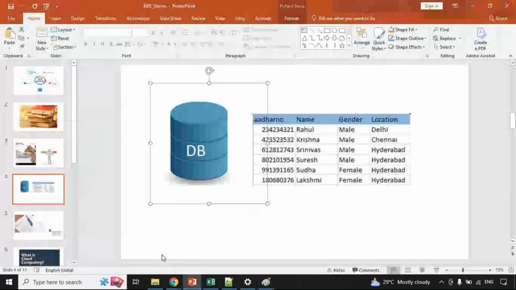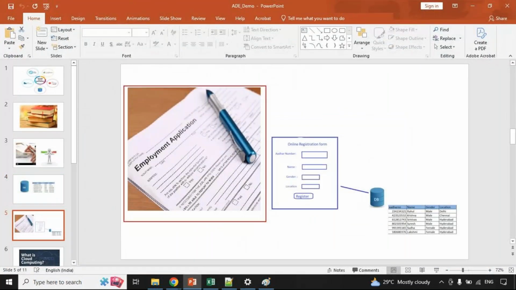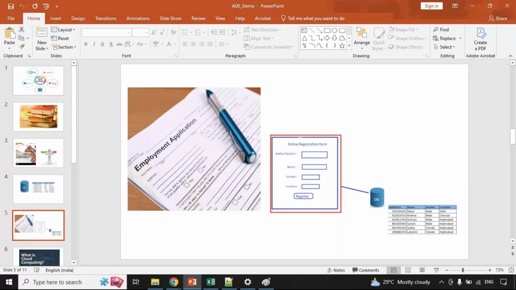Earlier, applications were manual. Suppose you wanted to apply for anything, you would manually fill a form and send it by courier, and after your marks, based on that you would get an appointment letter or call letter. Once software came into the picture, everything is online. You submit the details, the data will be in the database, and you can retrieve the data from the database.